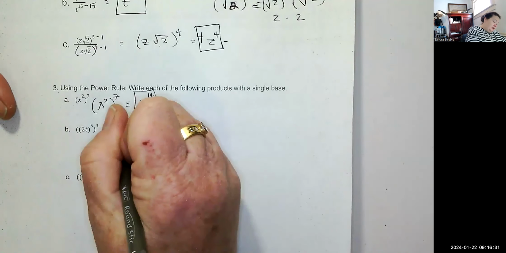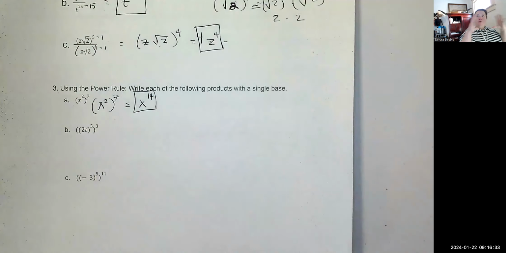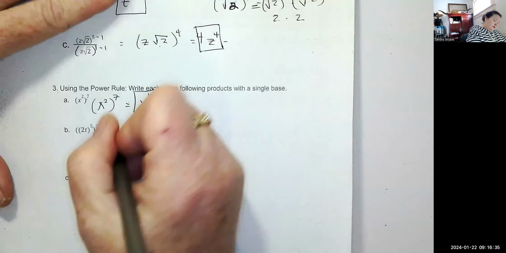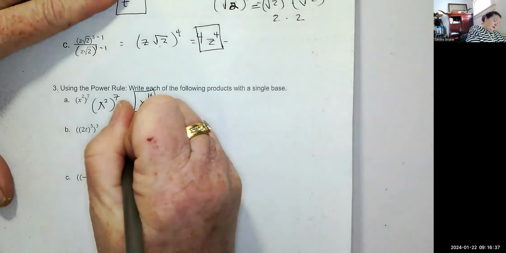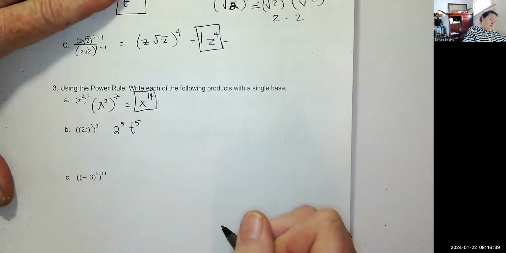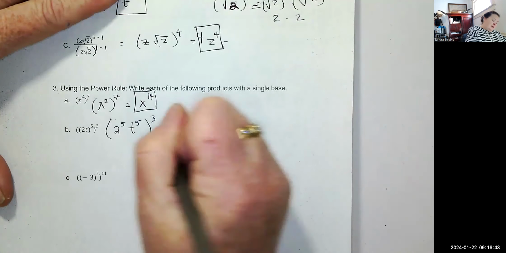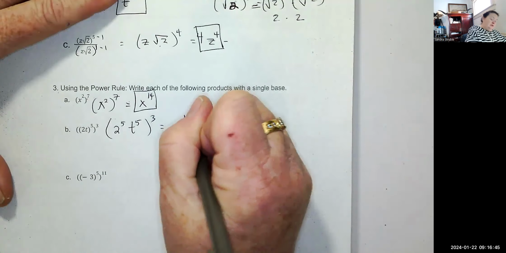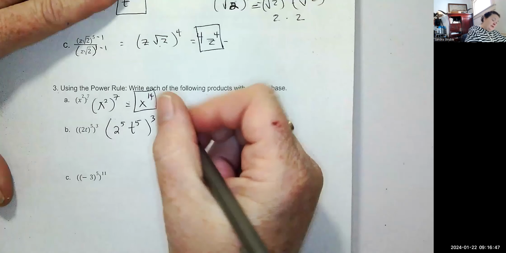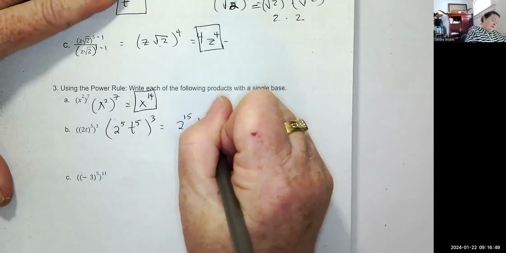Well, this is taking 2t to the 5th. We start with the inner one first. So that becomes 2 to the 5th, t to the 5th. And then we want to cube it. So that becomes 2 to the 15th, because remember, you multiply your exponents, t to the 15th.